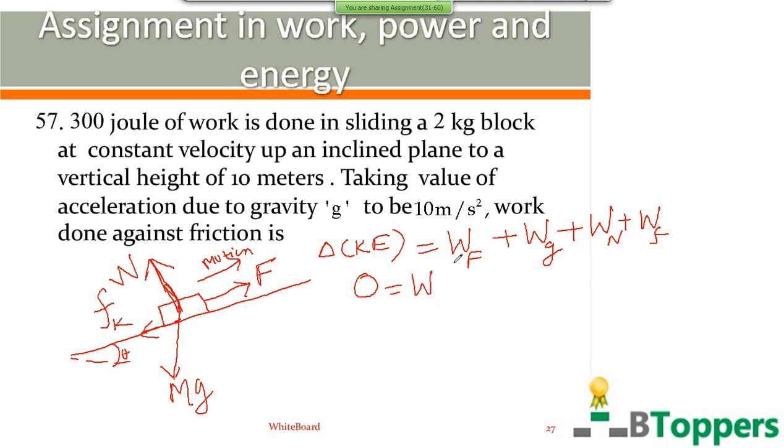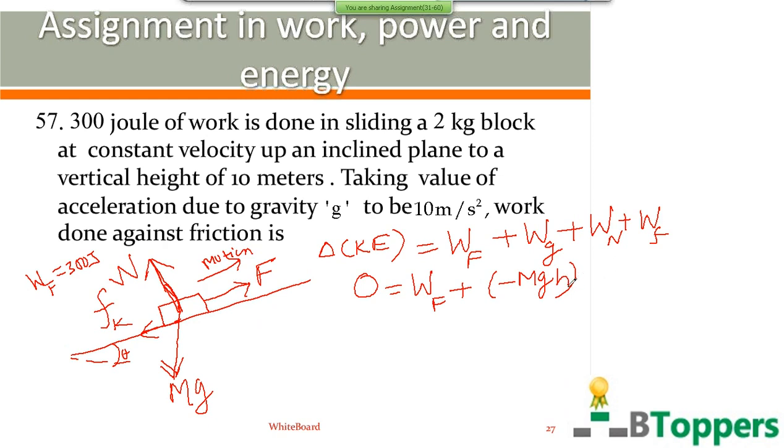So work done by the constant force F applied on the block is given to be 300 joules, which we'll substitute later. Work done by the gravitational force on the block when the block rises through a vertical height h is given by minus mgh. As I discussed in the past, whenever the center of gravity of the block rises through a vertical height h, work done by the gravitational force will be equal to minus mgh, because the gravitational force mg acts opposite to the displacement in the vertical direction.